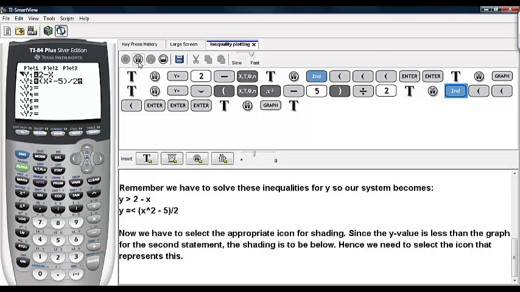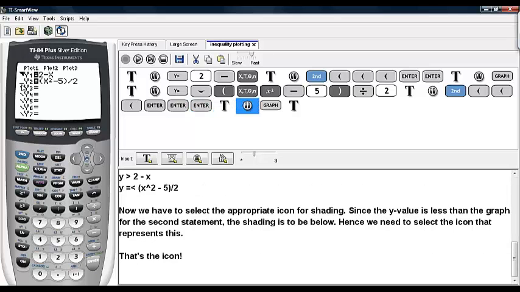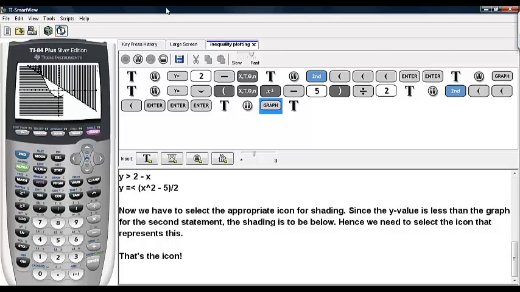So we need to select the icon that represents shading below the curve. So again, I'll hit second and left arrow to bring me to the beginning of the line. And then I'll hit the left arrow a couple more times to get to the icon transition. And I'll hit enter until I get to this icon. This icon right here represents shading below the curve. So then we hit graph.